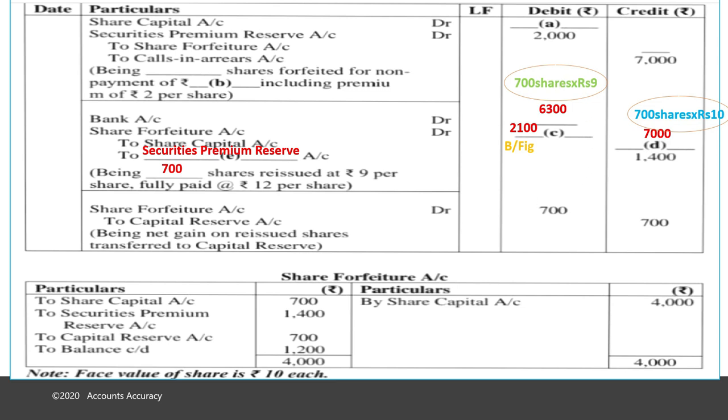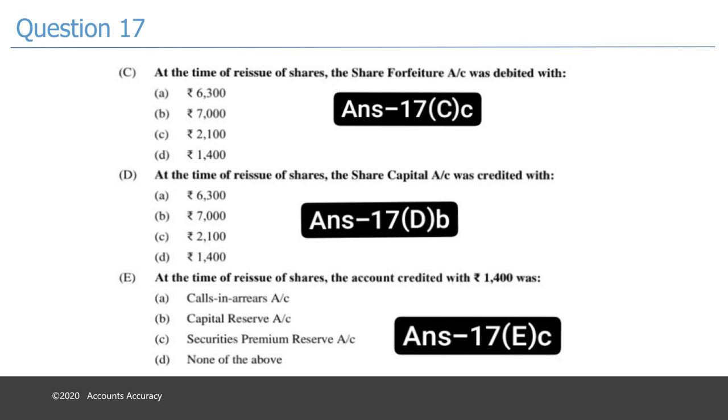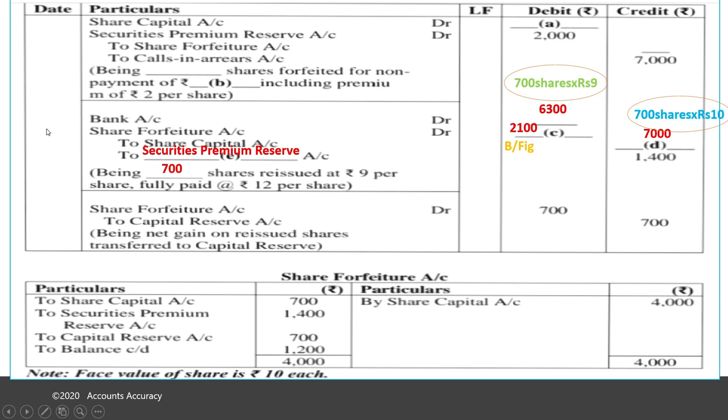Now let's do MCQs based on the second part. The first question is: given that at the time of reissue of shares, the share forfeiture account was debited with what amount? It is 2100. We have just calculated that the share forfeiture account has been debited with 2100 rupees.